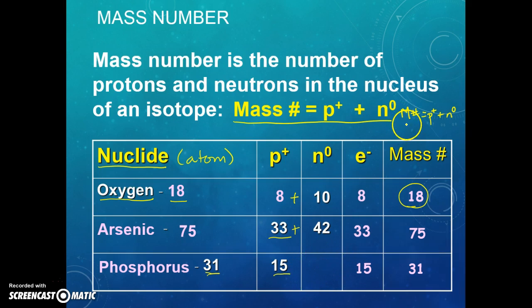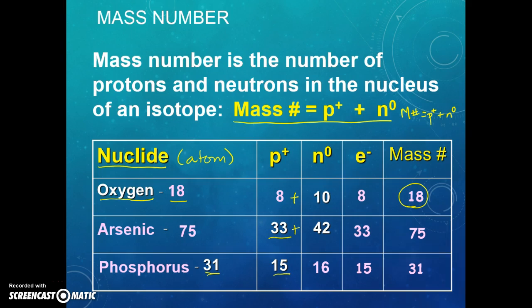We'll go back to the equation. Mass number is equal to protons plus neutrons. So to get neutrons by themselves, we have to subtract protons from both sides. If we do that, 31 minus 15 will give us 16 neutrons. So we see that that works pretty well.